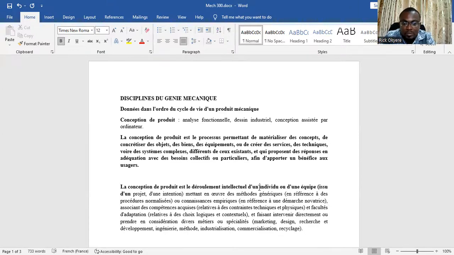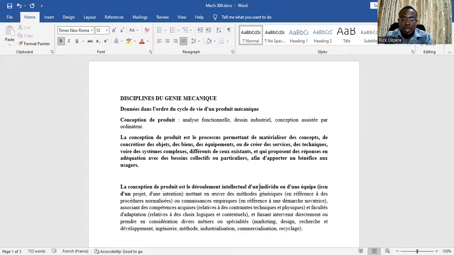Okay, so when it goes through that stage, it moves on to the final stage of the product. Donc la conception d'un produit est le processus permettant de matérialiser des concepts, de concrétiser des objets, des biens, des équipements, ou de créer des services, des techniques, voire les systèmes complexes. So the process of conceiving a product goes through making sure that you're able to first conceive the idea and make it concrete. It could be an object, an equipment, a service, or a technical service. Whatever it is, it has to go through the same process of first conceiving the idea, putting it on paper, developing it into models, and then having it go into a prototype stage before the product comes out.